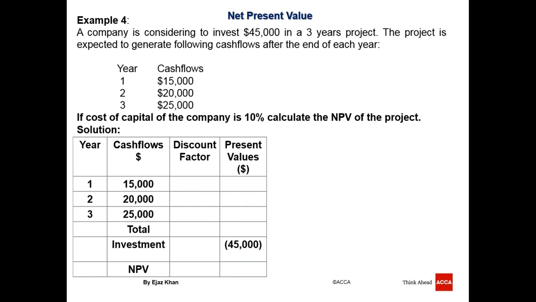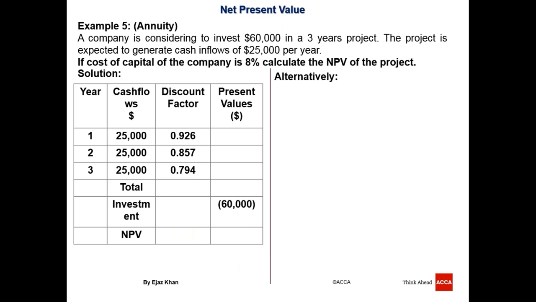Okay, let's move forward to the fifth example. In the fifth example, I have already put the discount factors at the rate of 8%. So you people need to multiply the figures and tell me the present values. Two, three, one, five, zero, okay.